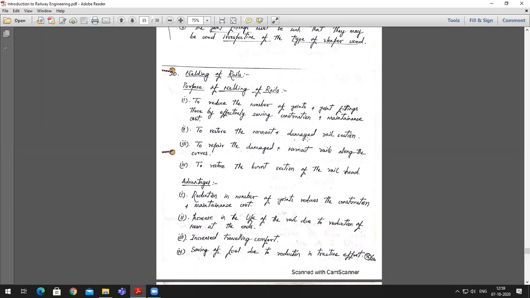Then it increases the life of the rail due to reduction in wear at the ends. Okay, so wear and tear at the ends of the rail section will get reduced because you would have joined those rails together by the welding process. Okay. Then these joints actually cause a lot of noise when people are traveling in the train. So you might have heard that there is a huge, continuous battering sound coming out of the train when you are sitting inside it.